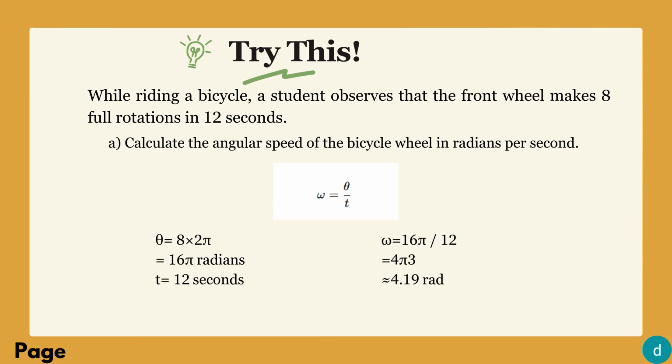So basically we just fill in the amounts into the formula. Angular speed equal to angular displacement over time. So angular speed equal to 16 pi over 12, and that is equal to 4.19 rad/s.